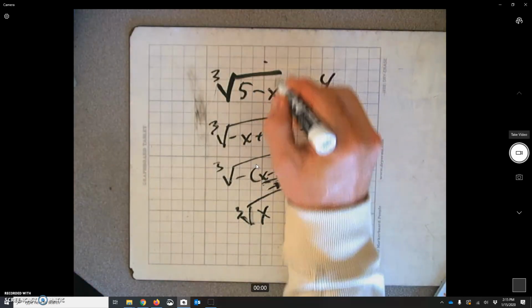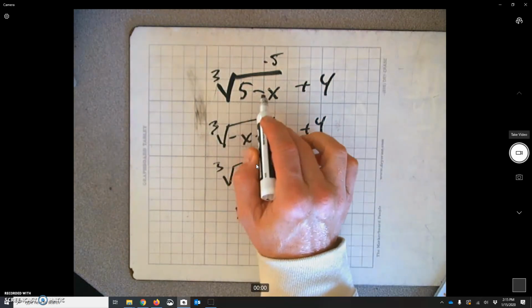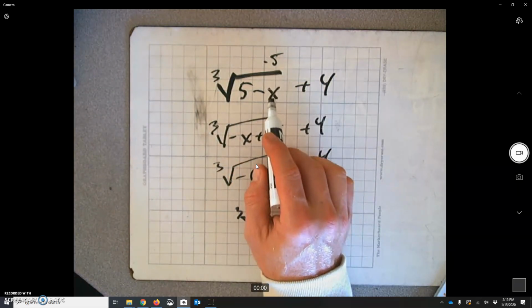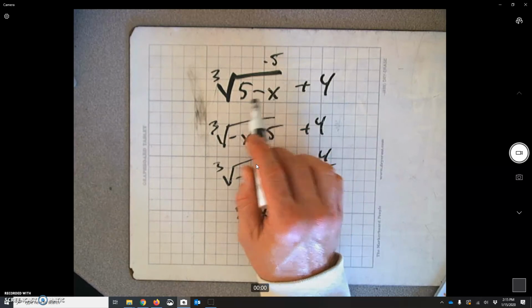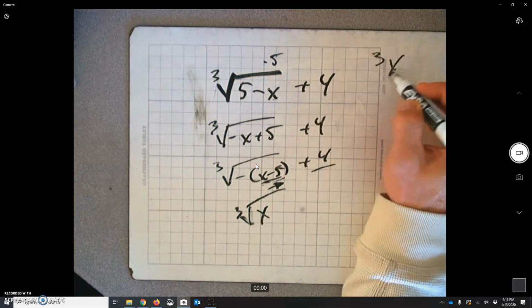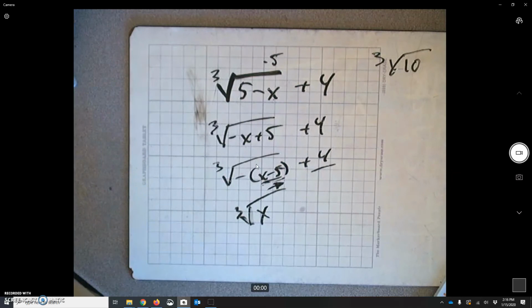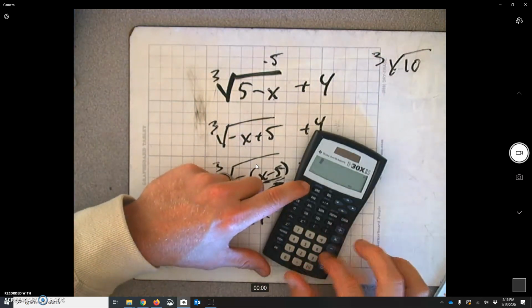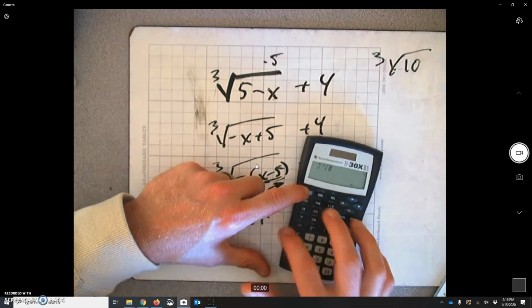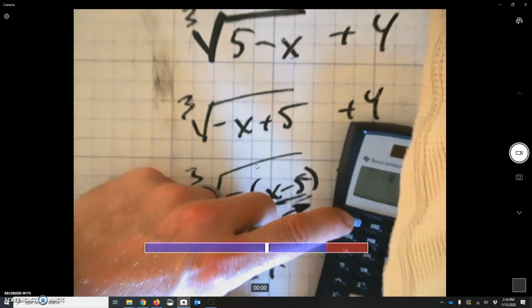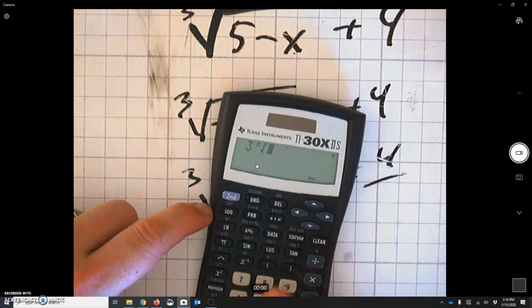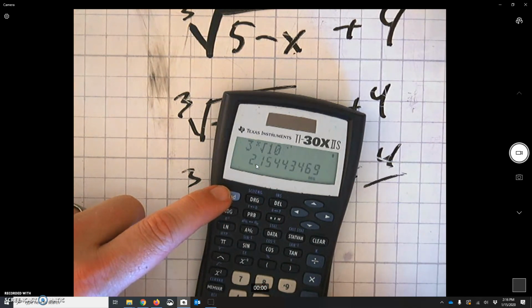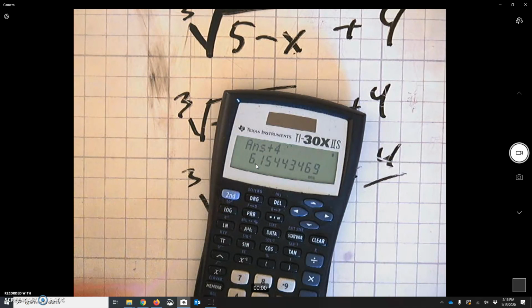So negative 5 is going in for X. So 5 minus negative 5 is 5 plus 5, which is 10. The cube root of 10. So we got to do 3, and then the X out front. Let me zoom in so you guys can see this. So 3 goes in for the X, so that's cube root, and we're doing 10 inside. That is equal to 2, and then we're adding 4, so plus 4. So our value is just above 6.